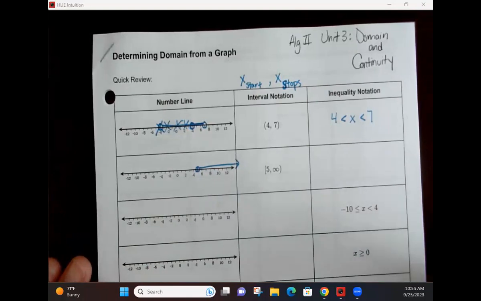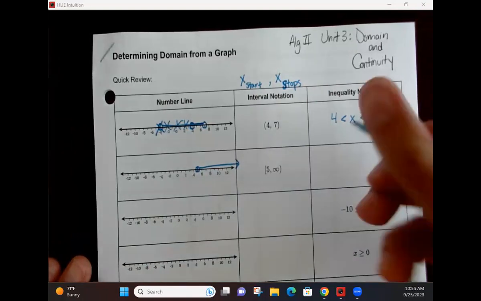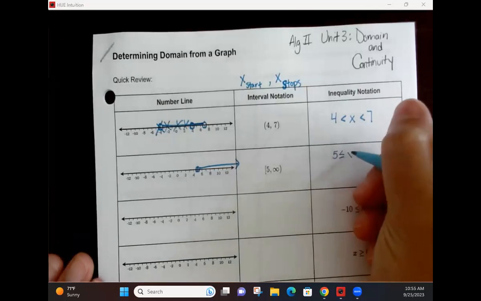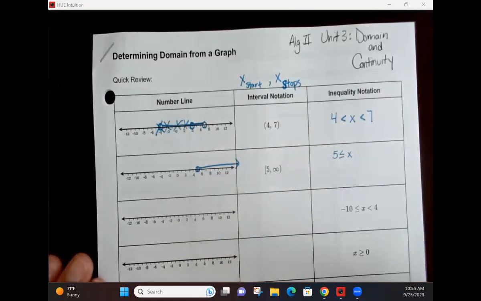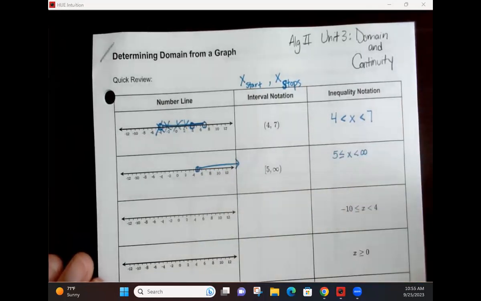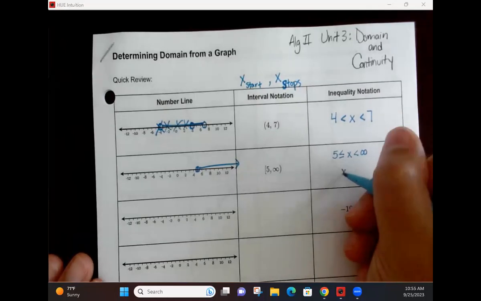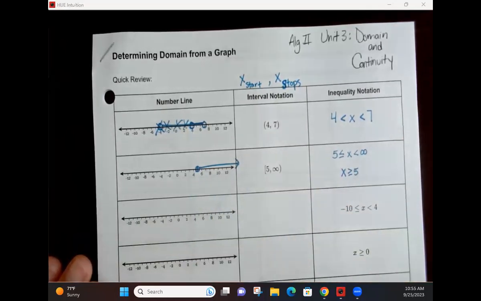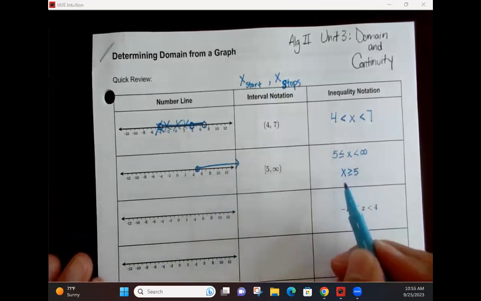There are actually two ways I could represent this in inequality notation. So 5 is less than or equal to x. Since it was a bracket, that's an or equal to, is less than infinity. Or we could just say x is greater than or equal to 5. That's what this means here. All values greater than or equal to 5. So all of these mean the same thing.